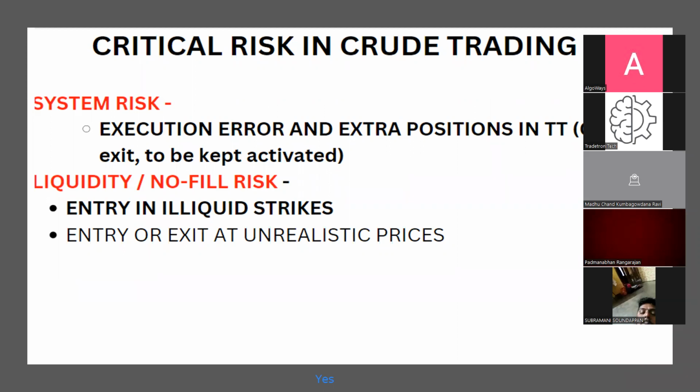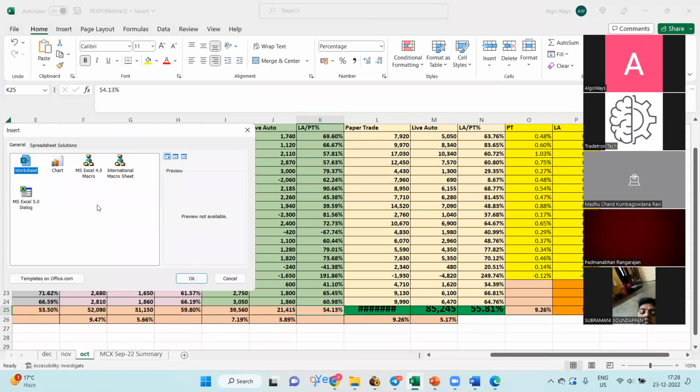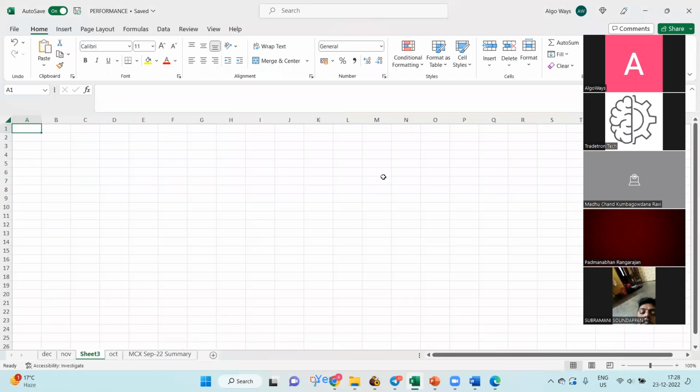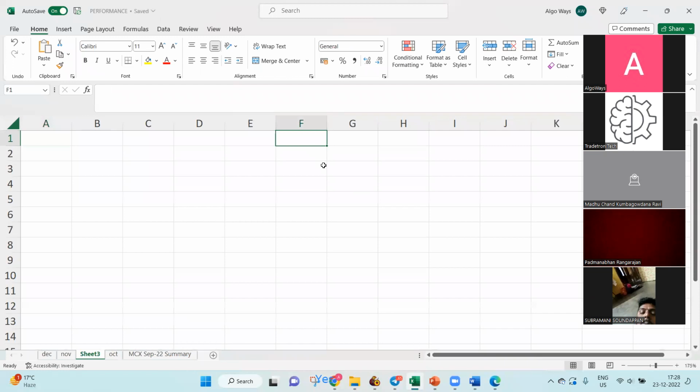The second risk is liquidity or no-fill risk. What is that actually? Entry in illiquid strikes, or entry or exit at an unrealistic price. Let me give you a live example which happened on 18th November with me. Let me open an Excel. See, that particular day, crude was trading at 6,700 when we started trading.